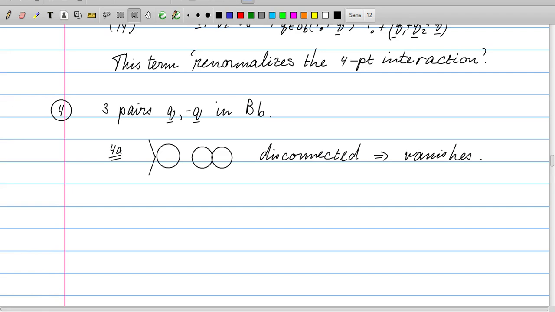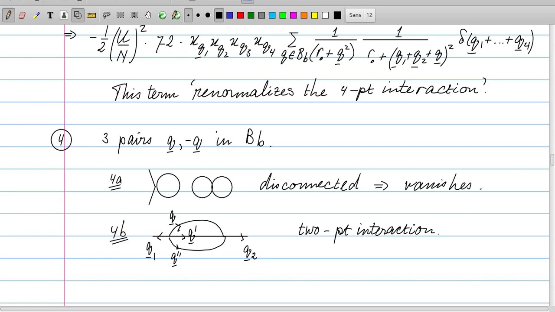We move on to case 4, which corresponds to taking 3 pairs of opposite q's in the BB, in the outer rim, and we can either take 2 from the same group and then 2 pairs from the other one, and that leads to a disconnected diagram, and by now we know that all these disconnected diagrams vanish, and so we won't consider this any further. However, the other case with 3 pairs is important. In that case, we connect 3 q's from one side to 3 q's from the other side, and we obtain this diagram, which has 2 xq's apart from integrals. So we have an xq1 and we have an xq2. So that's a 2-point interaction, which contributes to the Gaussian interaction term.